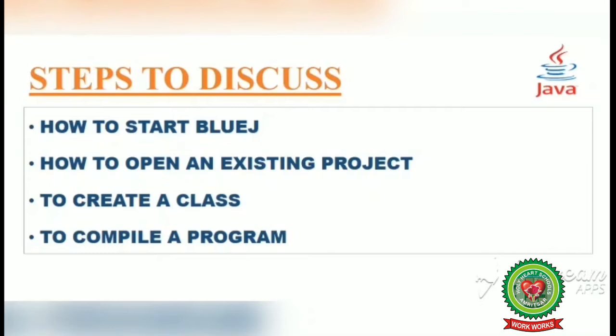So firstly we will discuss some steps today, like how to start BlueJ, how to open an existing project, how to create a class and how to compile a program. As earlier we have done how to create a new project, but this time we are going to open an existing project. Means if a project is already created in our BlueJ window, we will open the same project and create a new class in the existing project.